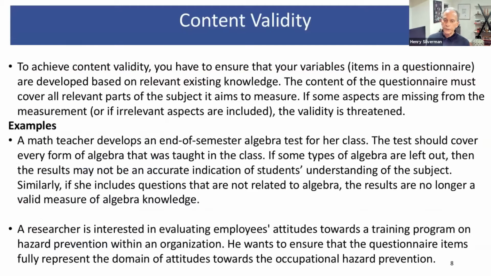So what is content validity? To achieve content validity, you have to ensure that your variables, or the items in the questionnaire, are developed based on relevant existing knowledge. The content of the questionnaire must cover all relevant parts of the subject matter it aims to measure. If some aspects are missing from the measurement, or if irrelevant aspects are included, the validity is threatened.